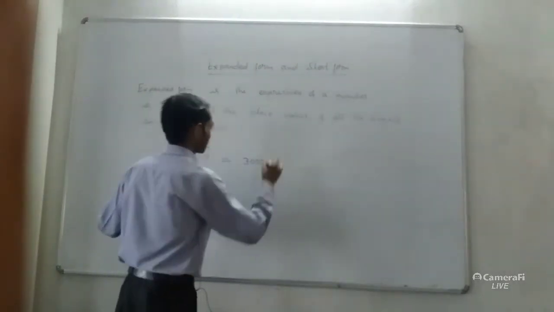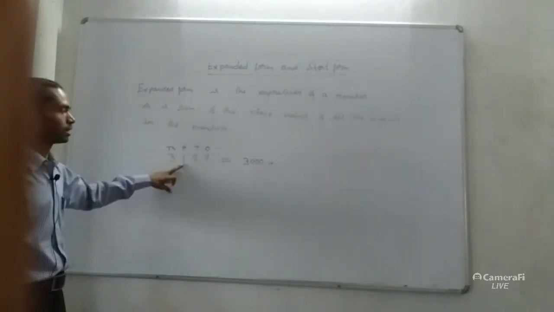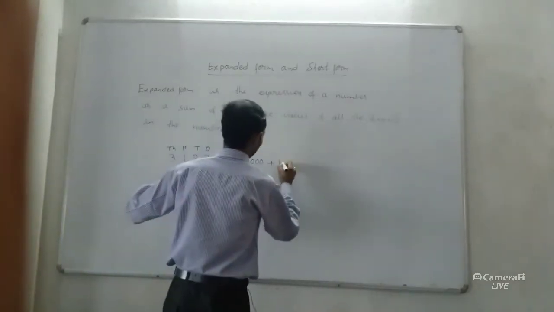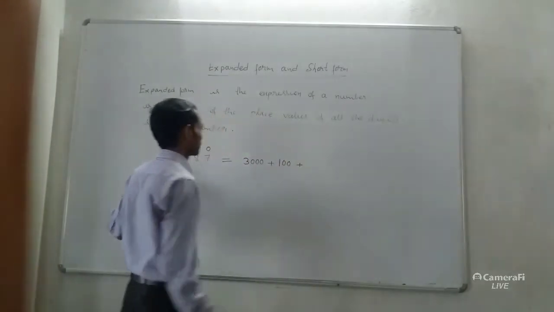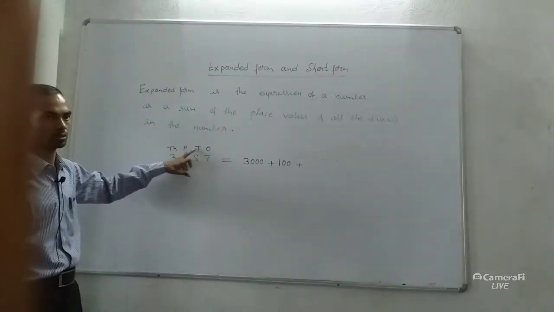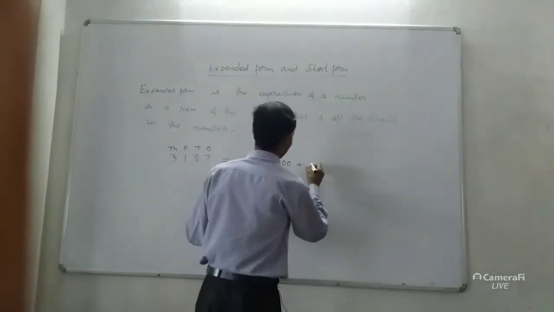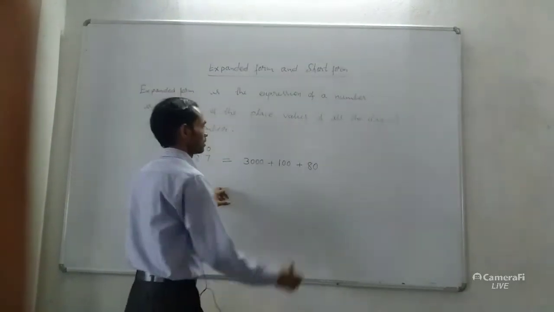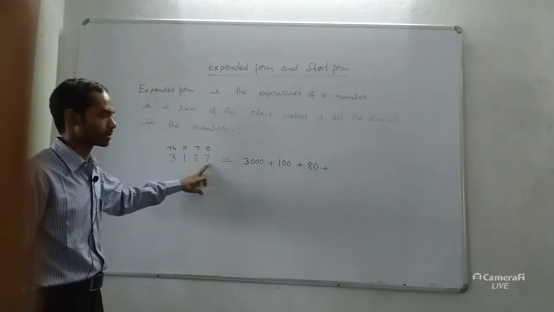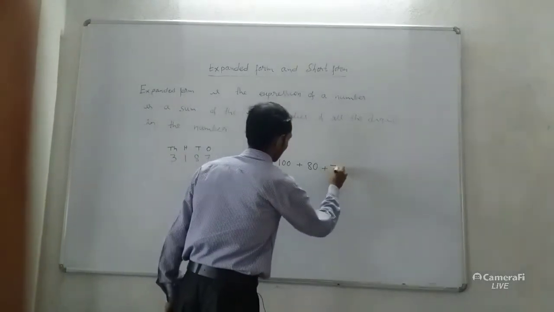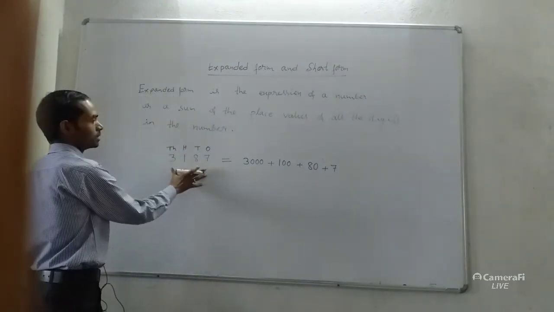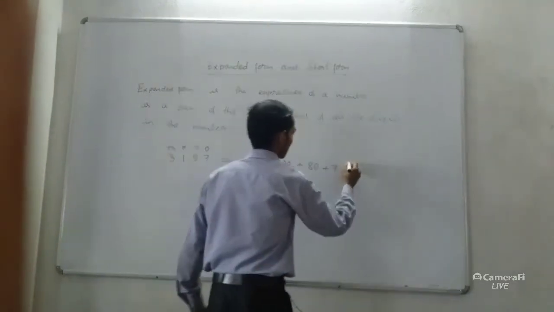Then plus, 1 is at the 100 place. So the place value of 1 is 100, plus 8 at the 10 place. So the place value of 8 is 80, plus 7 is at the 1 place. So the place value of 7 is 7. So this expression is the expanded form of this number.